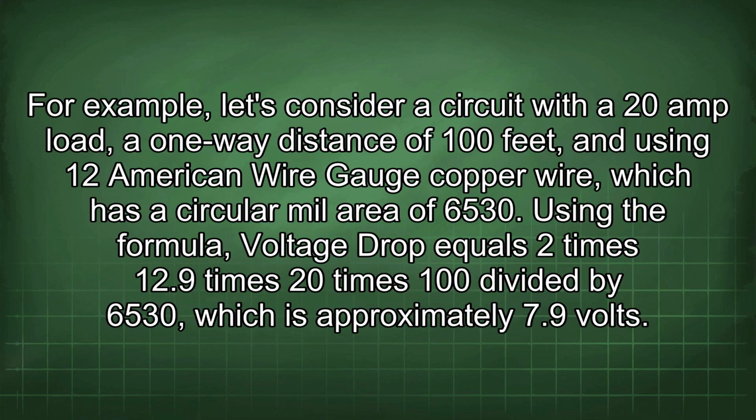For example, let's consider a circuit with a 20 amp load, a one-way distance of 100 feet, and using 12 American wire gauge copper wire, which has a circular mil area of 6,530. Using the formula, voltage drop equals 2 times 12.9 times 20 times 100 divided by 6,530, which is approximately 7.9 volts.